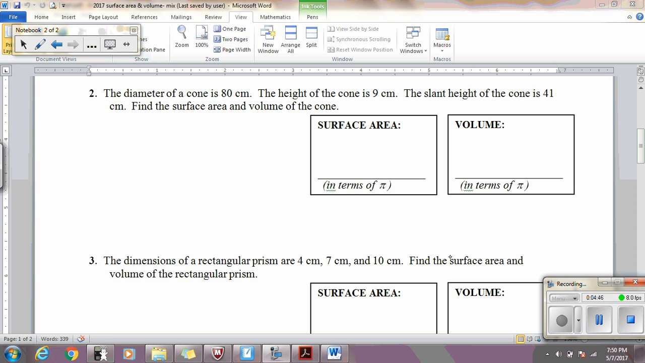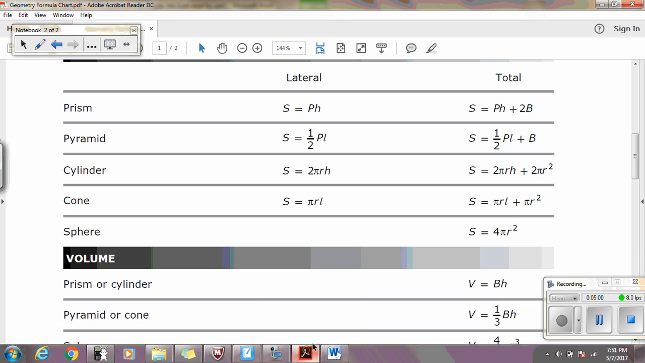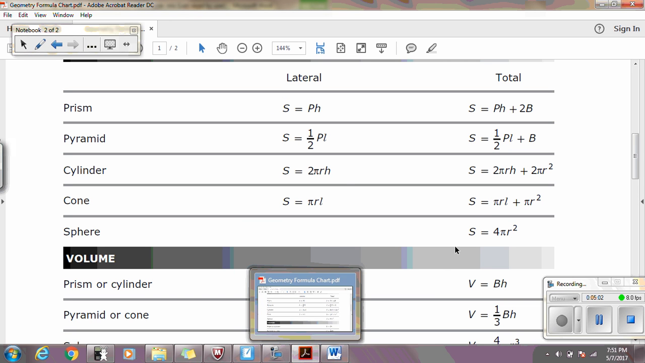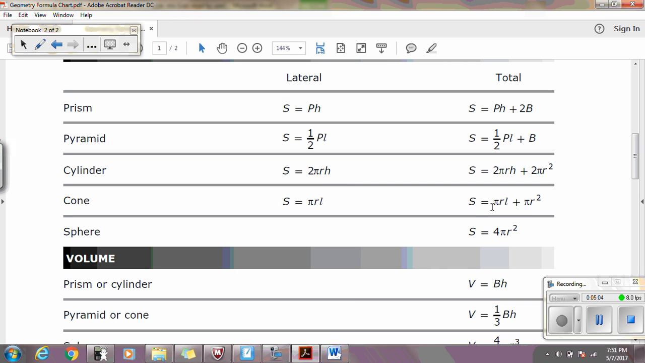All right, number 2 reads, the diameter of a cone is 80 centimeters, the height of the cone is 9 centimeters, and the slant height of the cone is 41 centimeters. Find the surface area and volume. So for a cone, the total surface area is pi times r times L slant height plus pi times radius squared.